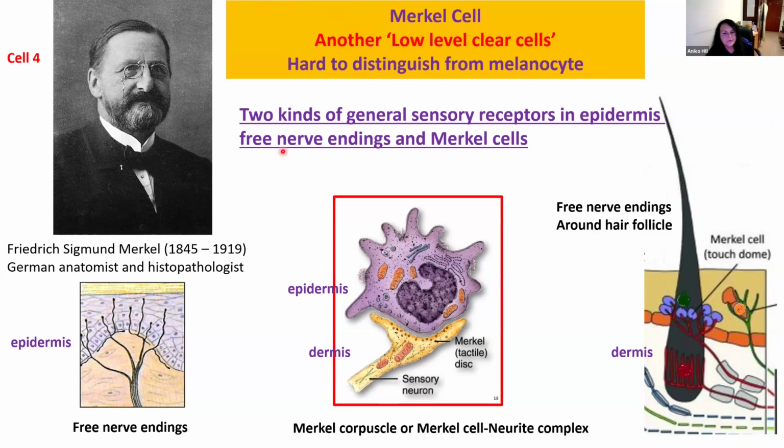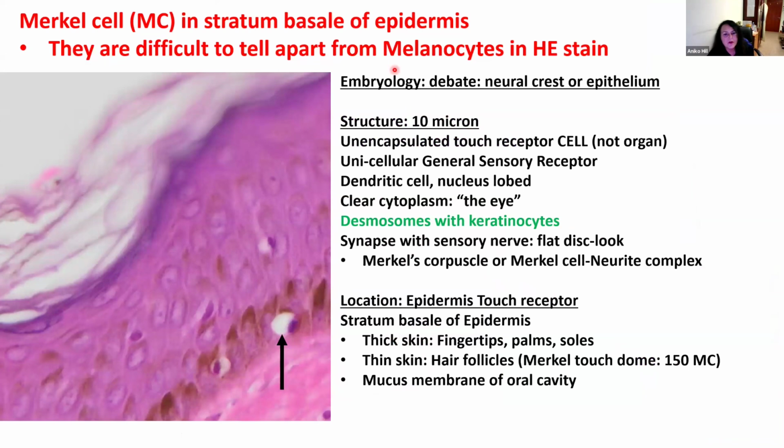And yes, we just did that. Free nerve ending, Merkel cell, and the hair follicle. Very good. So let's move on. And this is the structure, function, and location of the Merkel cell. We just did that, the location. Very good. Embryology. Neural crest origin or epithelial origin. People argue about it. It's not very big, around 10 micron. No capsule, as we did that. Only one cell. It's not an organ like the other guys. One unicellular general sensory receptor.